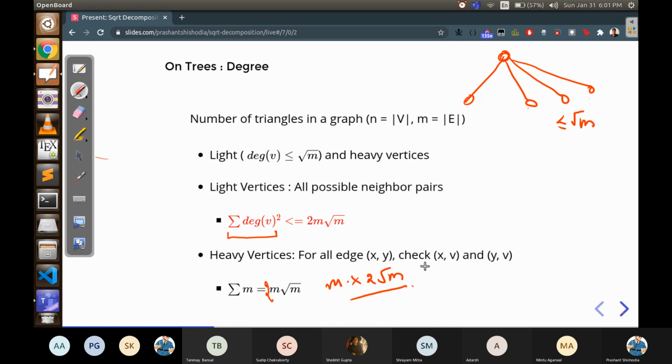That's okay, but I'm now asking about the light vertices, because suppose these can be many. Suppose m is 10 raised to 4, then there can be many light vertices with degree 2. There can be 10 raised to 4 by 2 such vertices, right? So in that case, it would be 10 raised to 4 by 2 into 4.